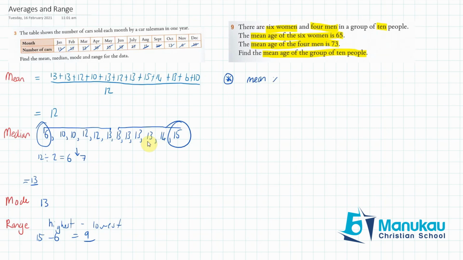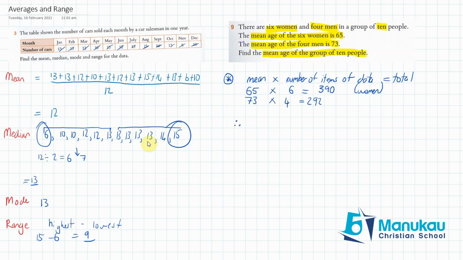Mean times number of items of data equals total. So if we take the mean of the women and we multiply it by the number of women that we have, in this case 6, we will get what their total ages add up to, which in this case is 390. That's the women. Now we're going to do the same with the men. The mean of the men is 73, and there are 4 of them. So 73 times 4 gives us 292. And that's the total age of the men all added up.